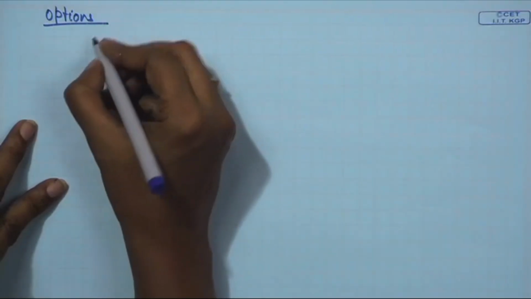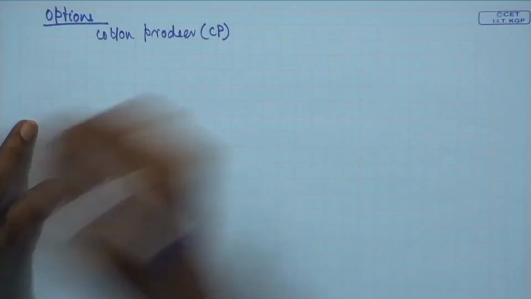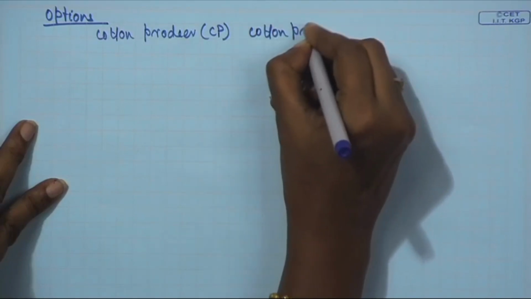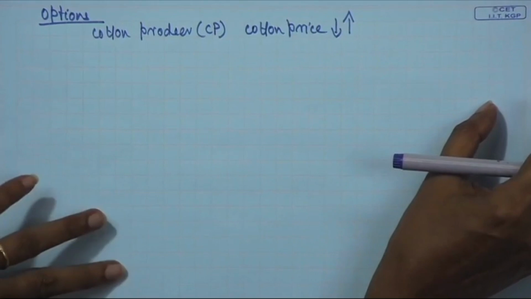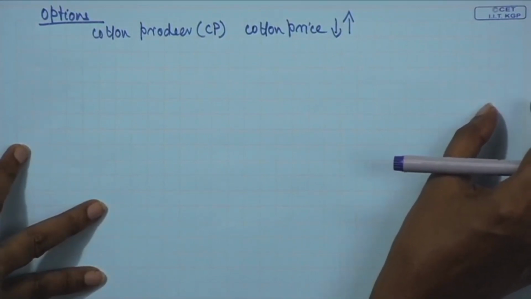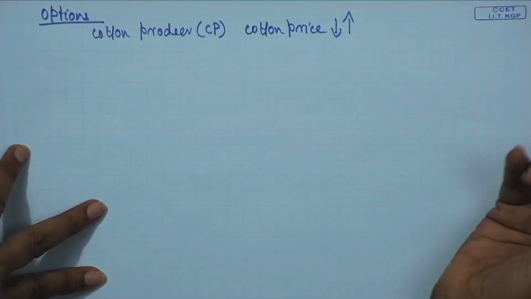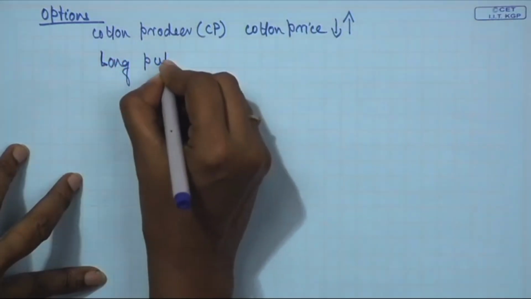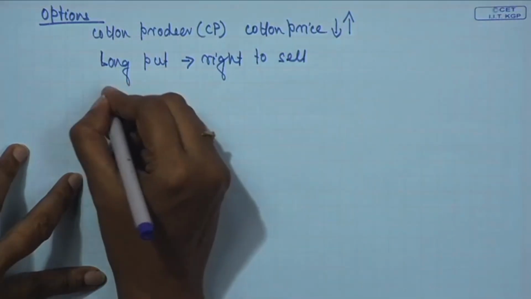So when a trader takes a long call, long put, short call or short put option, let's say a cotton producer, CP, fears that the cotton price is going to be volatile. It may go down, may go up, he is not very sure of it. So he would like to buy an option contract where, if he chooses to exercise the option, he will be able to sell cotton at a fixed price. In this case, the cotton producer will take a long put option. By taking a long put option, he has the right to sell.